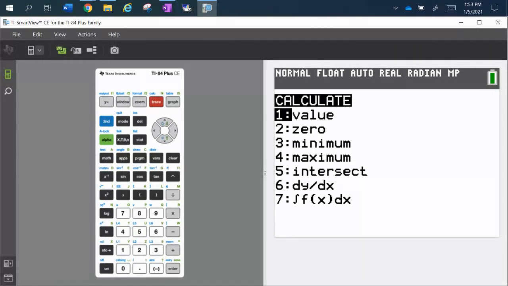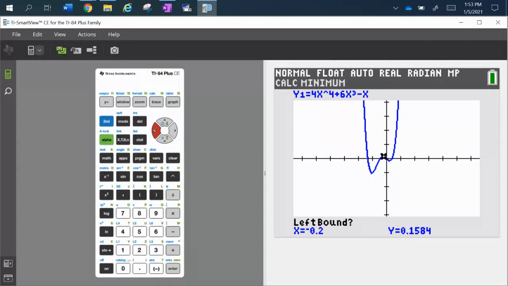So I'm going to do second calc and I'm going to do second calc minimum, and then I'm going to give it a left boundary and a right boundary. So I'm going to use my cursor and move to the left of the turning point and press enter, and then move my cursor to the right of the turning point, but not all the way to the other turning point. So it's got to be in between those two turning points.